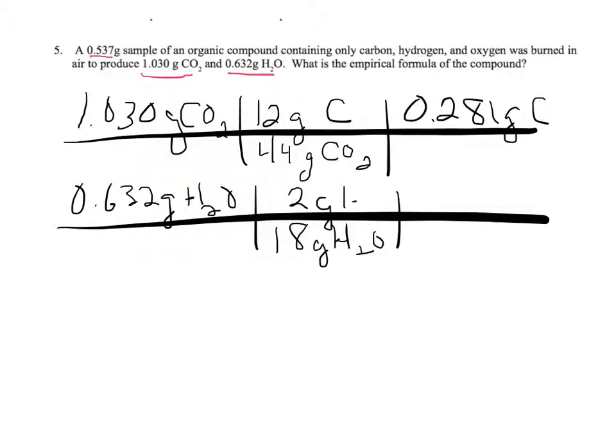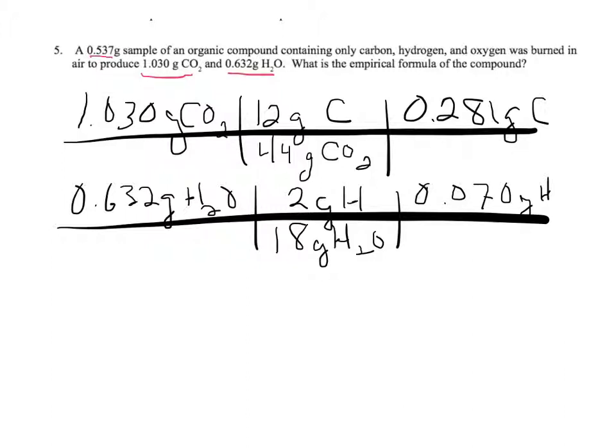Again, these values are just taken from the periodic table, determining how many atoms of each type are found in there. Since it's H2O, multiply the mass of hydrogen, which is 1, by 2, and then multiply that out. If we do that, we're going to get an answer of 0.070 grams of hydrogen.